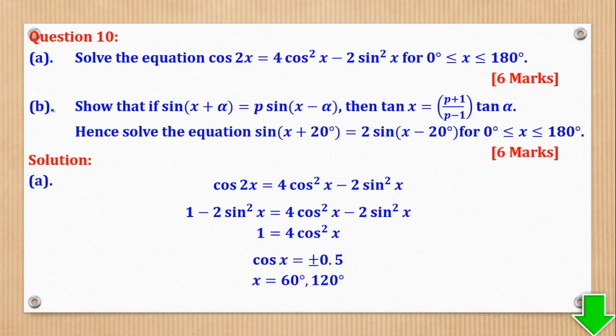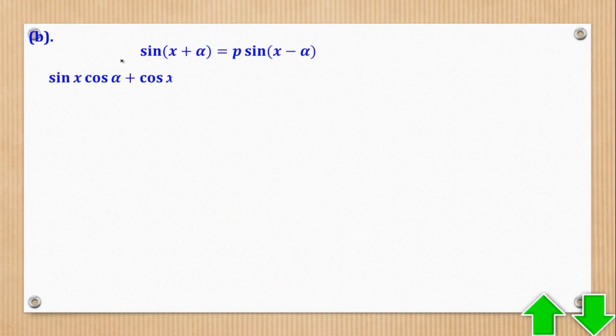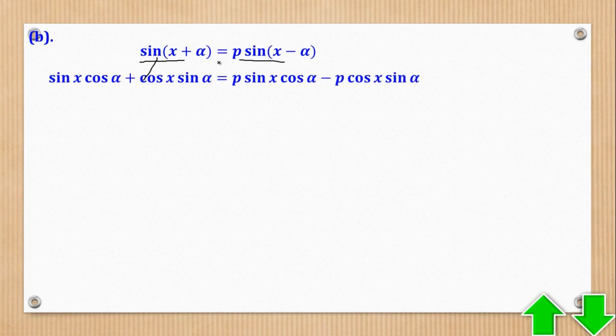That is part A. Then for part B, they said, show that if this is equal to this, then tan x is that, and hence solve the equation for x ranging from 0 to 180 degrees. So this is what is given. We shall first expand using the compound angle formula. This gives that, and this is that.